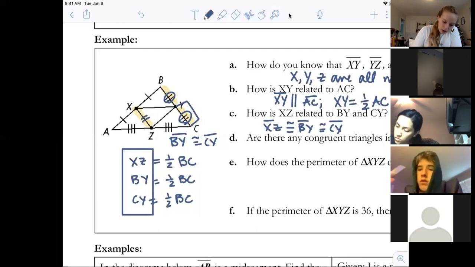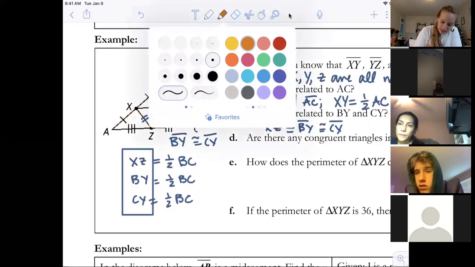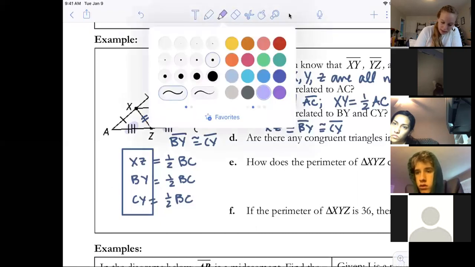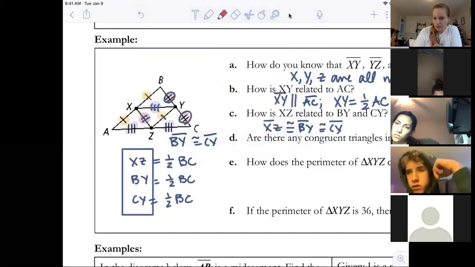That being said, I'm also allowed to say that the other parts are congruent. So like AX and BX is congruent to YZ. So I'm gonna put one little congruent mark on YZ. And then I can also do that for XY with AZ and CZ. So that should have three congruent marks. So these guys are congruent to each other, but not necessarily to anything else. These guys are congruent to each other, but not necessarily anything else. And then these guys are congruent to each other, but not necessarily anything else.